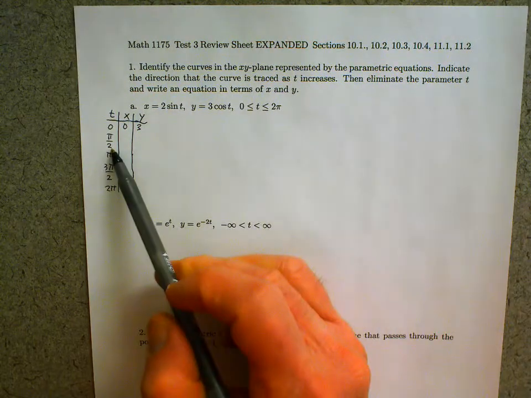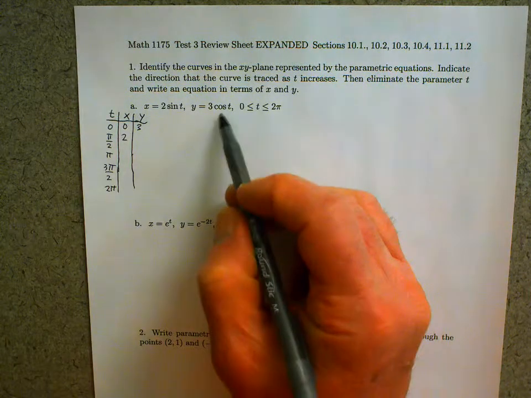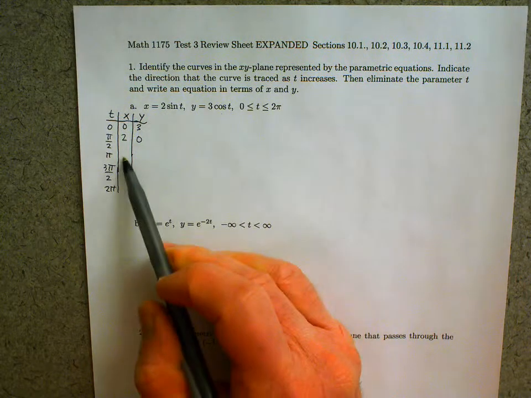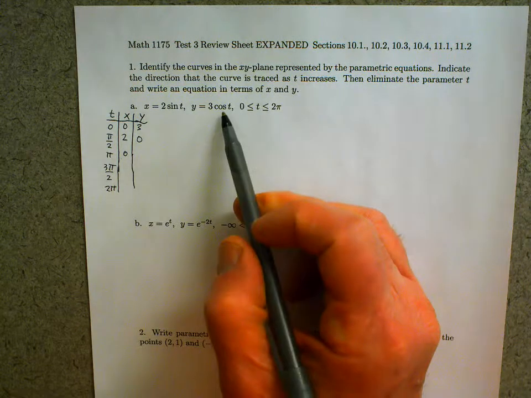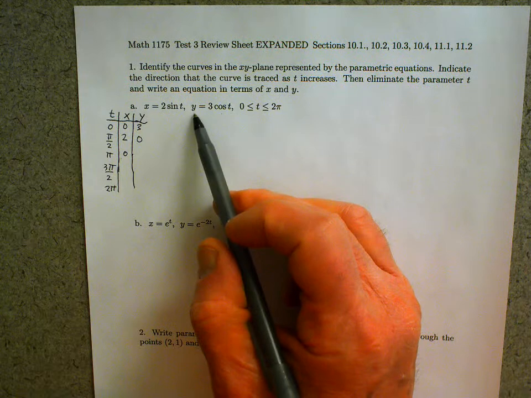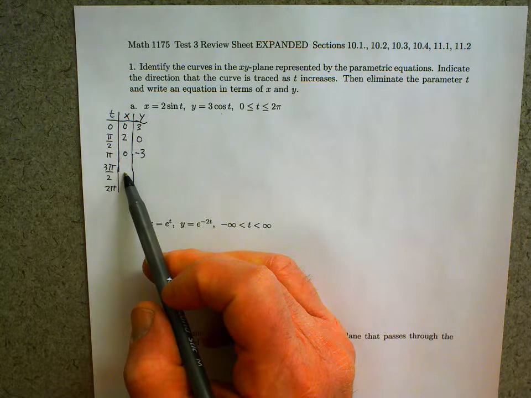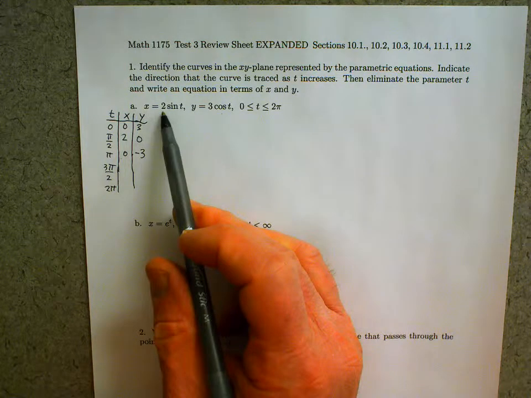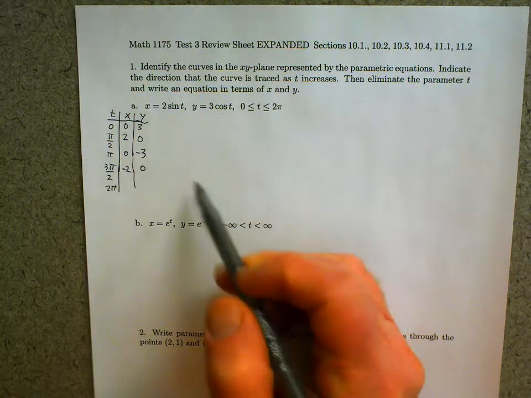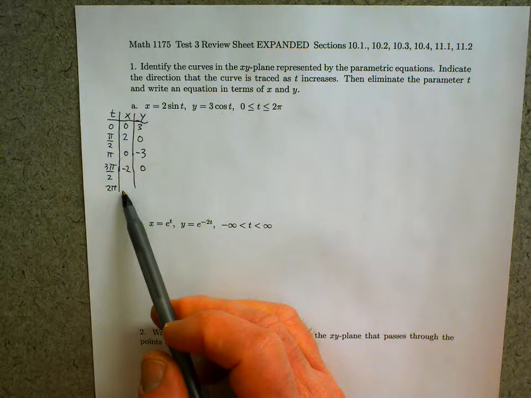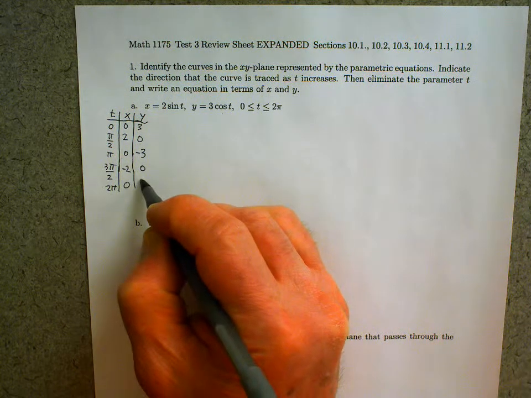Then when t is pi over 2, the x-coordinate is 2 times 1, or 2, and the y-coordinate is 0. When t is pi, the x-coordinate is 0. Cosine of pi is -1, so the y-coordinate is -3. Then at 3 pi over 2, sine of 3 pi over 2 is -1, so the x-coordinate is -2, the y-coordinate is 0. And then after one complete revolution, when t is 2 pi, the x-coordinate is 0 and the y-coordinate is 3.